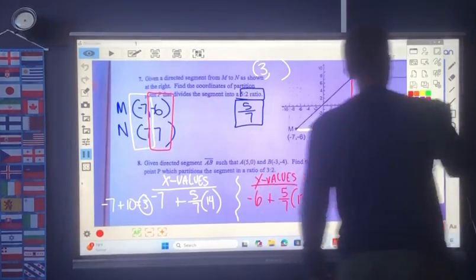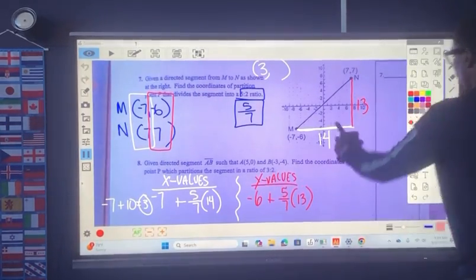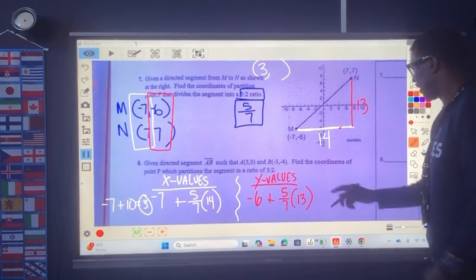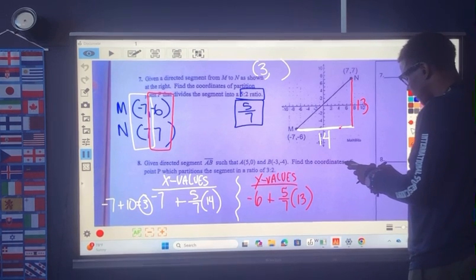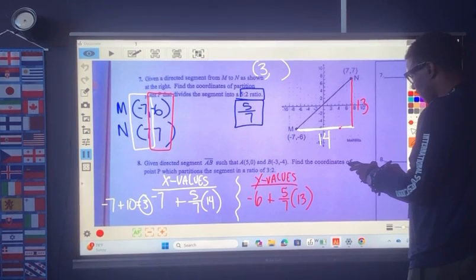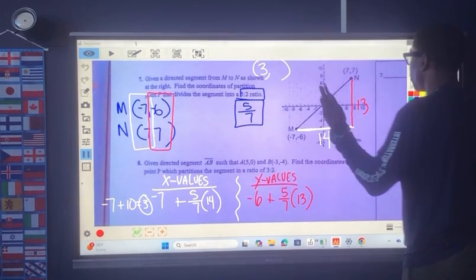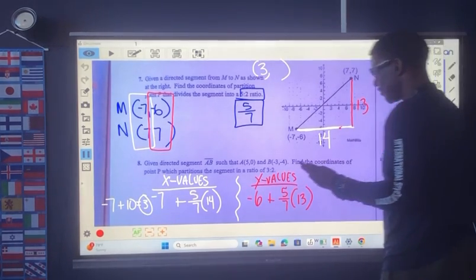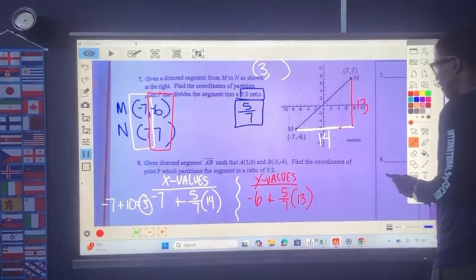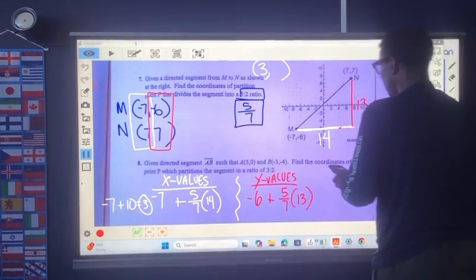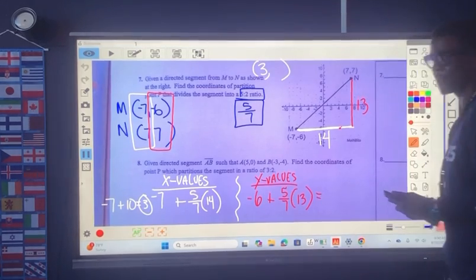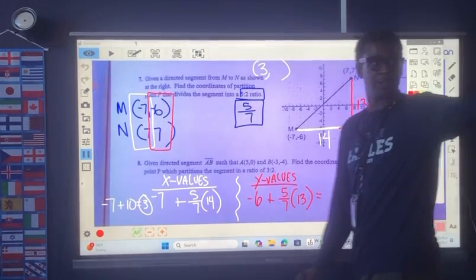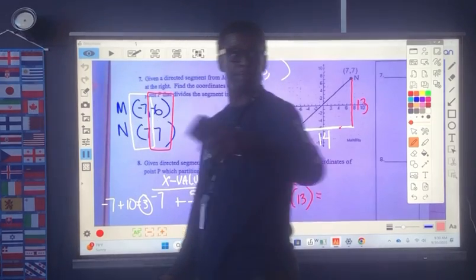Now we have to find where the y value went. So we take this over here. You got 5/7 of 13. So you go 13 times 5 divided by 7. What do you get? Take the decimal to the 10th place. What's 5/7 of 13? I'll wait. Y'all got calculators all around. 65 divided by 7.